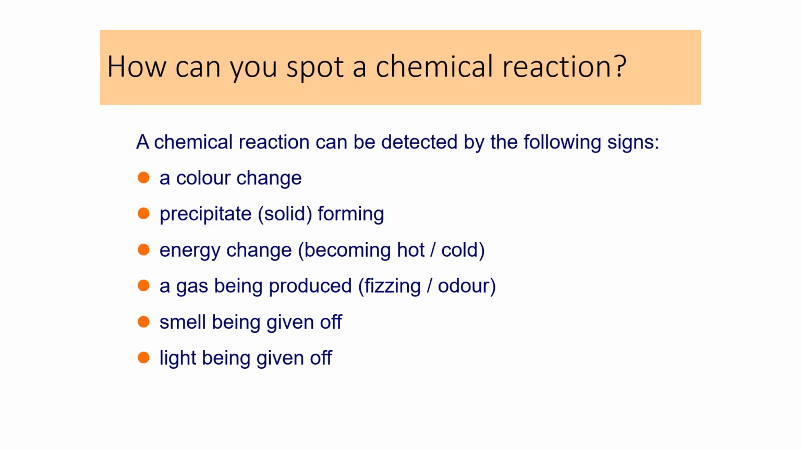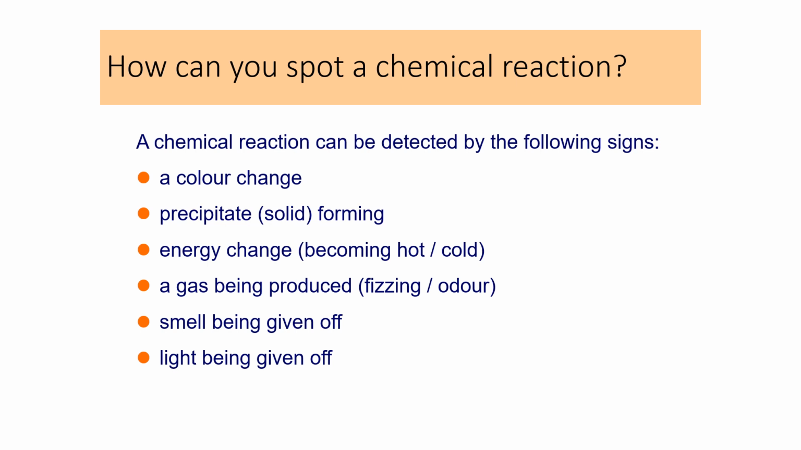You need to know different signs of a chemical reaction so that you can identify that one has occurred. This is the list of all the different signs you need to know. Easy ones are colour change. You might also notice a solid forming from a solution. That is called precipitation. That is a sign of a reaction.